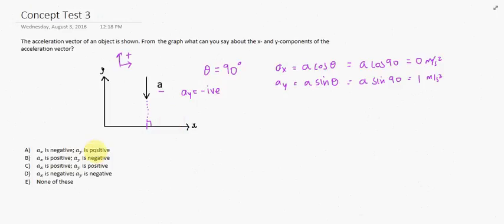So that eliminates a whole bunch. That means that's wrong and that's wrong. Is it A, B, or B, D, or E? What about the x component? Well, we know the x component is 0, so none of it's acting in the x direction. So ax negative, nope. Is ax positive? Nope. Is ax negative? Nope. So your answer is E. It's none of the above.